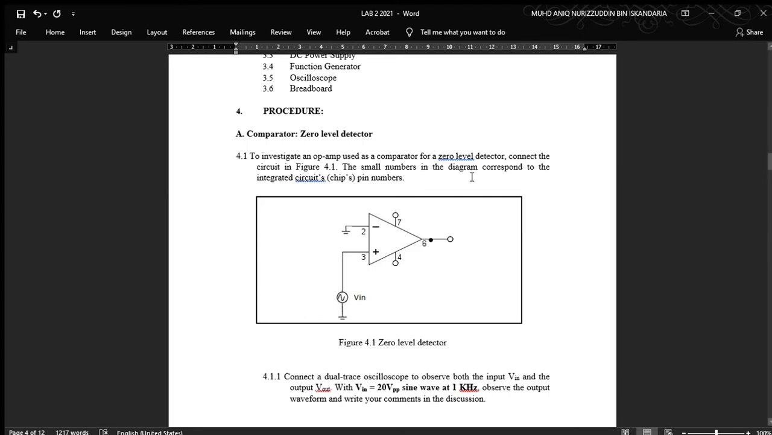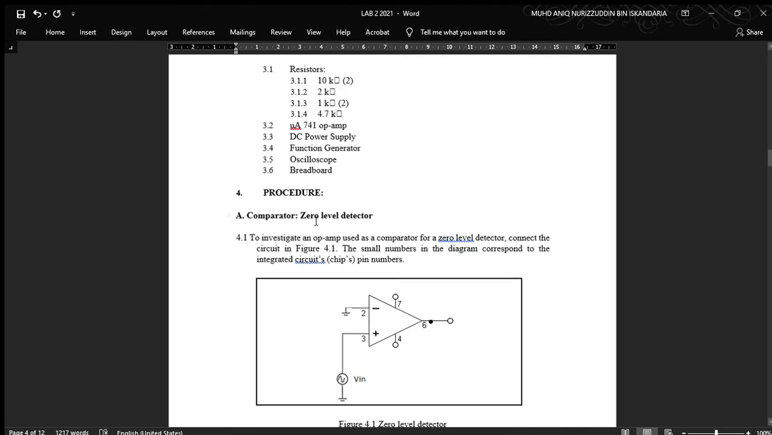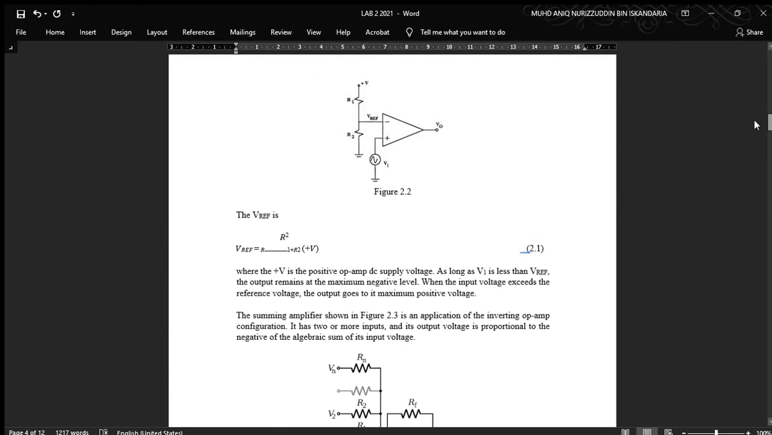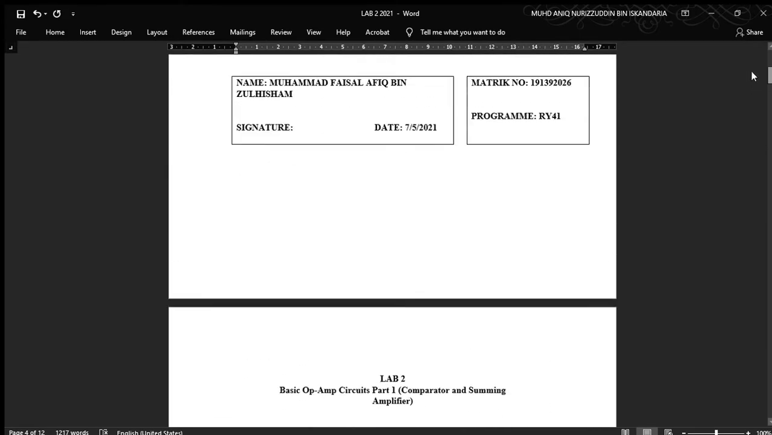I am from RY41. Today, I will be continuing Lab 2, Operational Amplifier, Comparator and Summing Amplifier. A comparator is usually used to compare the voltage amplitude, and the output can bring out two states related to the voltage in. Usually the voltage reference is more than the voltage in, or the voltage reference is less than the voltage in.